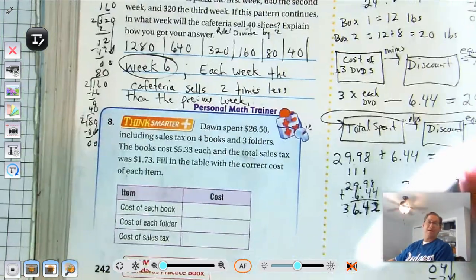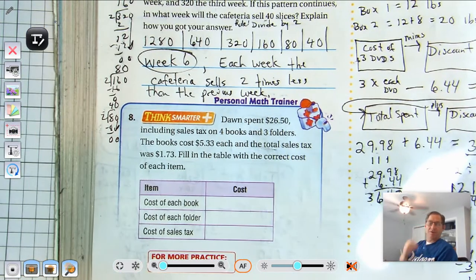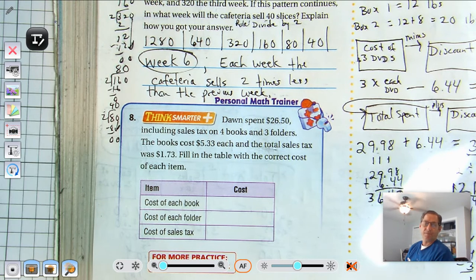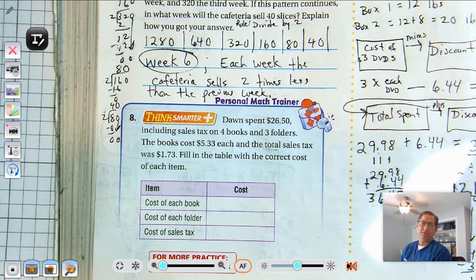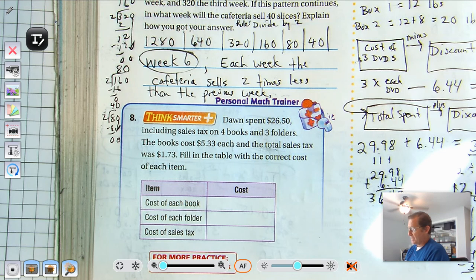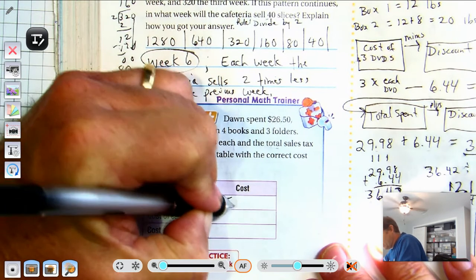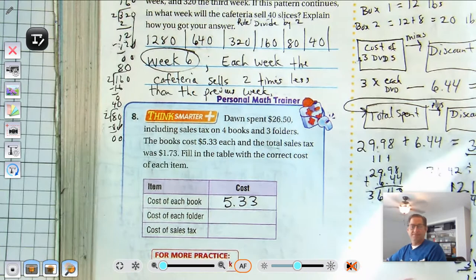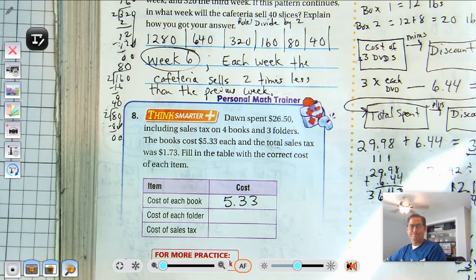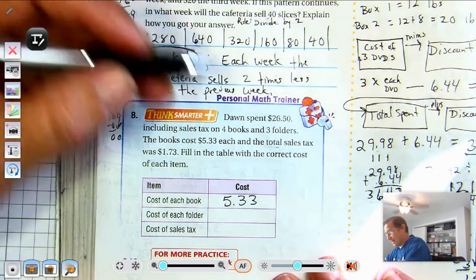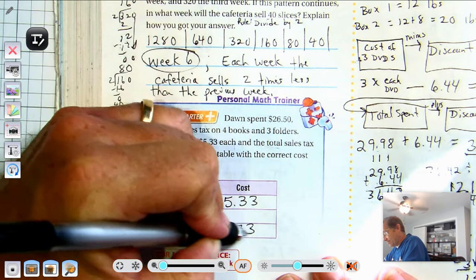Okay. And number 8, Don spent $26.50, including sales tax, on 4 books and 3 folders. The books cost $5.33 each, and the total sales tax was $1.73. Fill in the table with the correct cost of each item. Well, they told us the cost of the books was $5.33. The cost of each folder, we have to figure that out. The cost of the sales tax was $1.73.